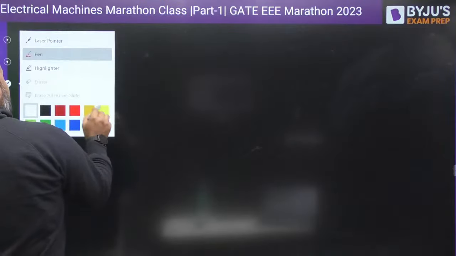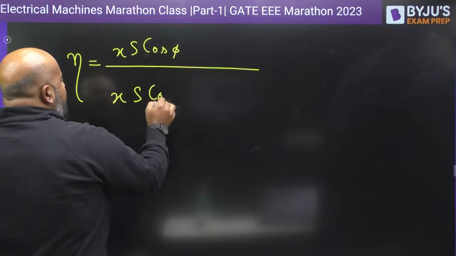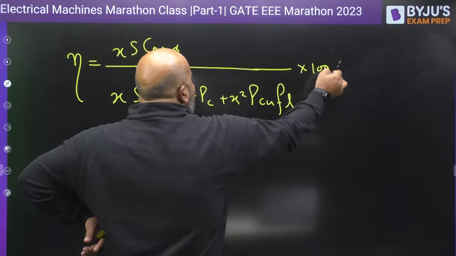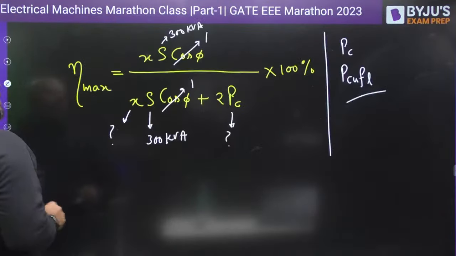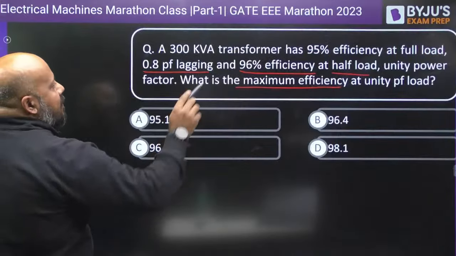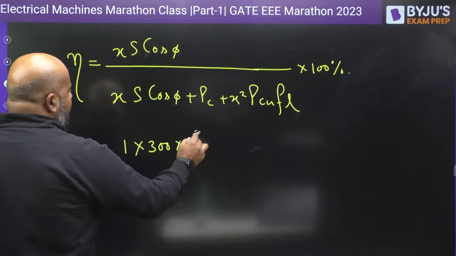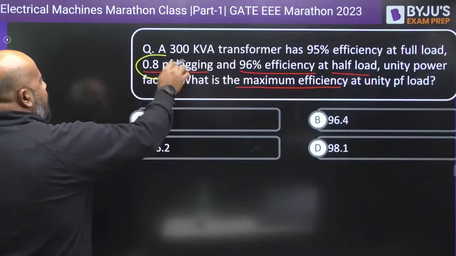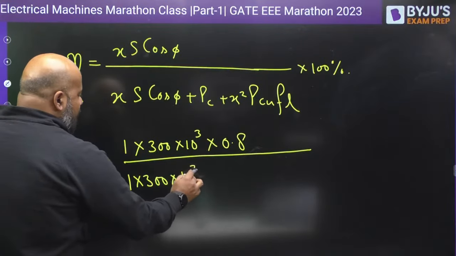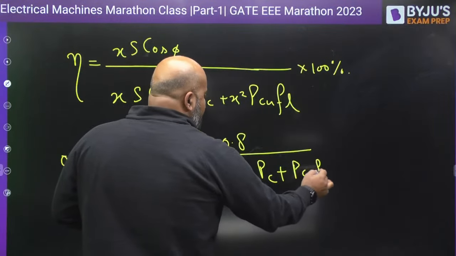So in general, what is the expression for efficiency you are writing? Output XS cos phi divided by XS cos phi plus core losses plus X square PCUFL, full load copper loss, multiplied by 100. Now he is saying the efficiency in the first case is 95%. So it is 0.95. X is the loading. He is saying 95% efficiency at full load. So X becomes 1. What is S? 300 kVA, so 10 to the power 3. What is cos phi? Full load 0.8 power factor lagging. So power factor is 0.8. Divided by 1 into 300 10 to the power 3 into 0.8 plus, we don't know what are the core losses. What is X? 1. So it becomes PCUFL. Say this is equation number 1.